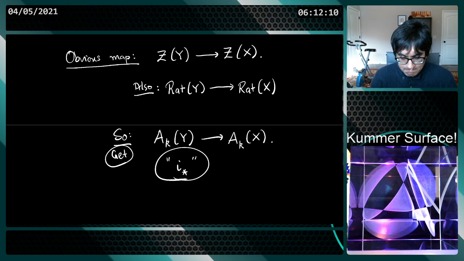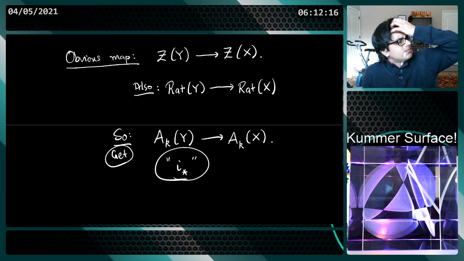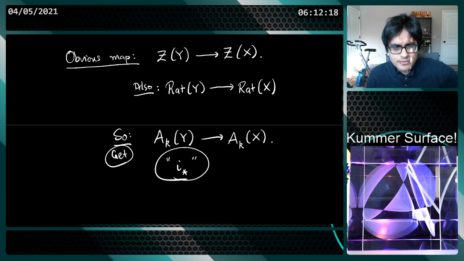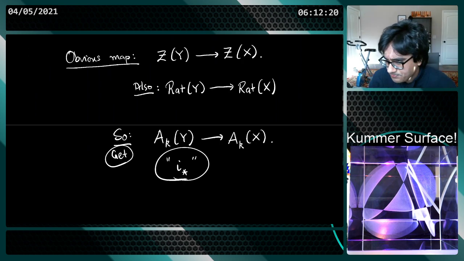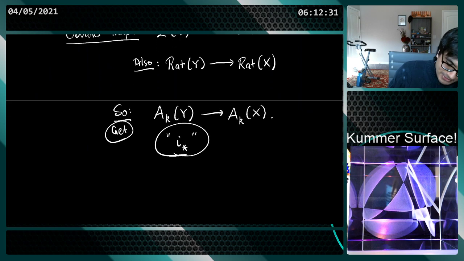Now, what else should I say about this for now? Nothing. I think this is pretty straightforward. So yeah, we get this. I'm not saying anything about this map being injective or surjective or anything. Just get a map, a group homomorphism. All right, so that's easy.